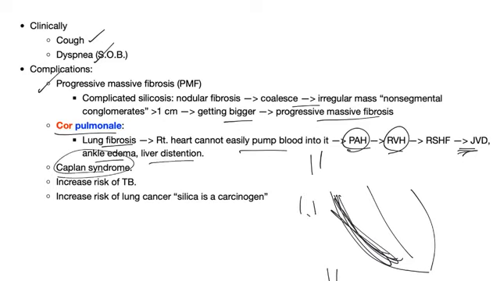Caplan syndrome is a triad of complicated coal worker pneumoconiosis, rheumatoid nodules, and rheumatoid arthritis. There is increased risk of tuberculosis, and there is increased risk of lung cancer.